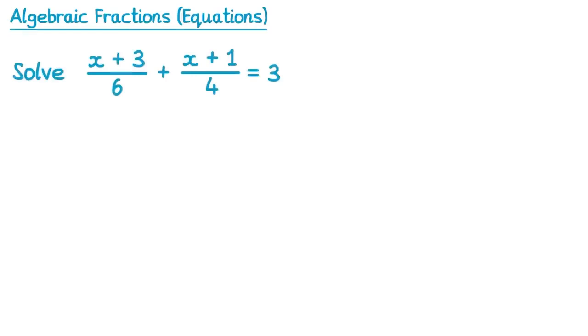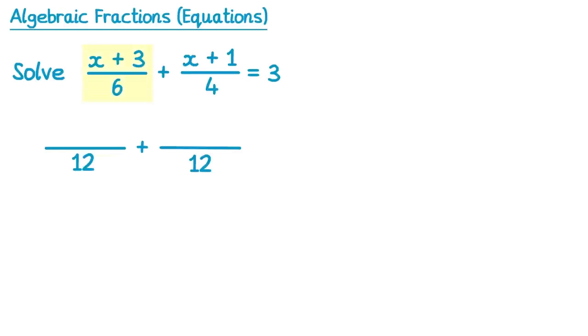What we're going to do is focus on the left hand side first of all and try and combine these into one fraction. To do this, we need to make sure we have a common denominator. At the moment, the denominators are 6 and 4. The lowest common multiple of these is 12. So we could rewrite the left hand side as two fractions that are both over 12.